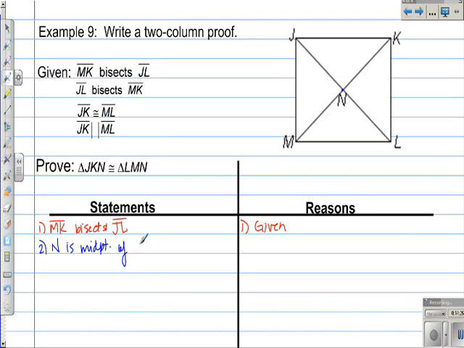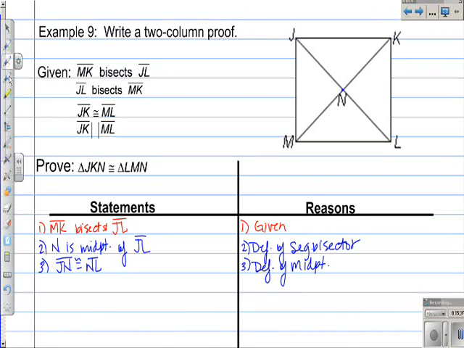of JL, okay? From here, since N is the midpoint, we know when something's the midpoint, it makes the segments congruent. So now we can say JN is congruent to segment NL by our definition of midpoint, okay? When you state that, we want to go ahead and mark our picture. And there's nothing else we can get from that one given, so we're going to move on to the second given.